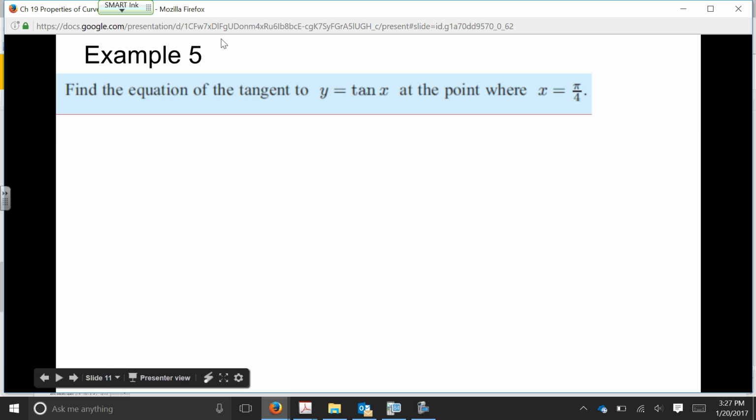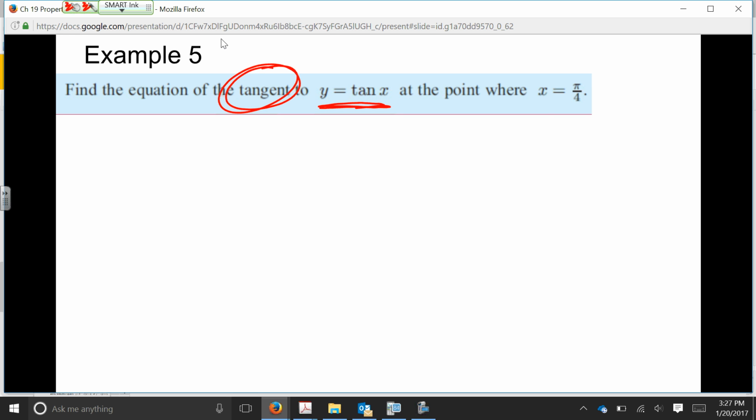Going through a lot of examples. All right. Next one, number 5. Slope of the tangent again, so we don't have to worry about the negative reciprocal. It says find the slope of the tangent for the function y equals tan x, and here x equals pi over 4.